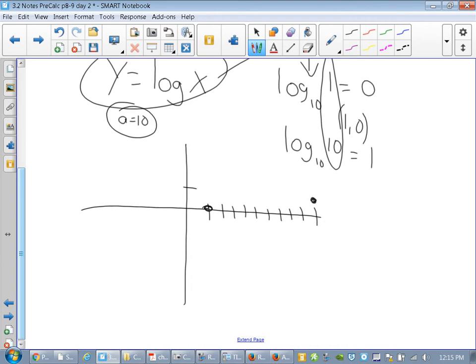Now, one of the rules that I don't know if we really talked a whole lot about when we're graphing logs is that our domain is always going to be greater than 0 when it's just log of x, whatever our base a is, okay? Our domain is going to be x is greater than 0. All right?